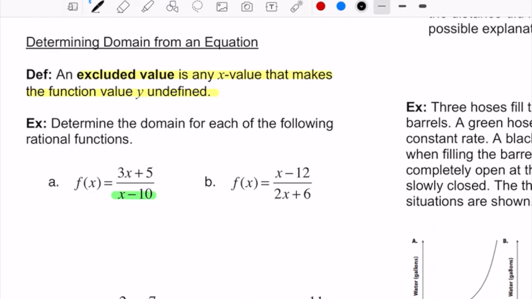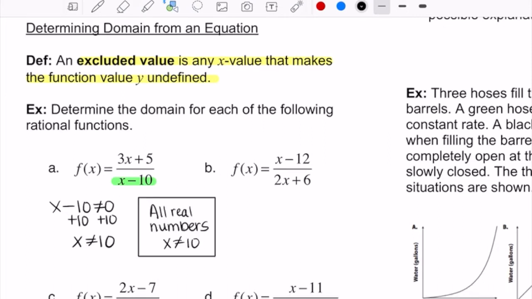What we're going to be doing is setting the denominator equal to 0. We don't want x minus 10 to equal 0, so x is not allowed to equal 10. You're being asked to determine the domain. So for this first one, the domain is all real numbers. You can put in any number you want for x except x equals 10, because that's the number that would make the bottom equal 0.